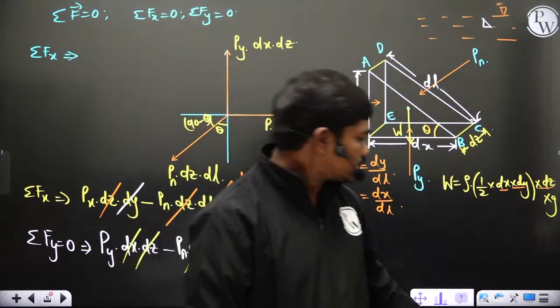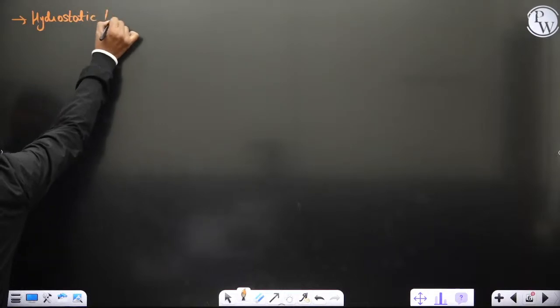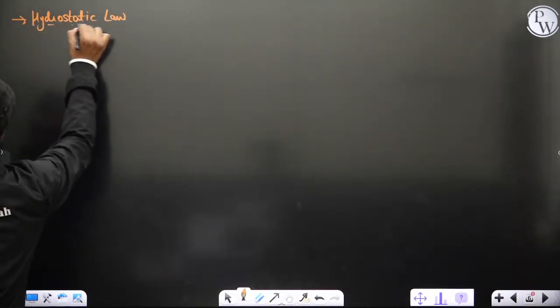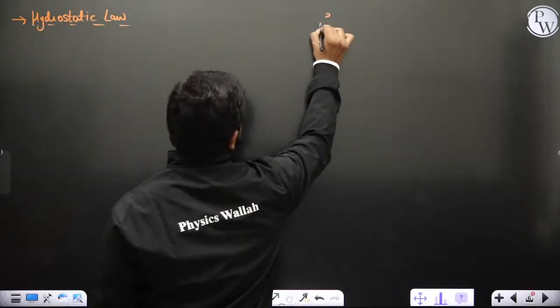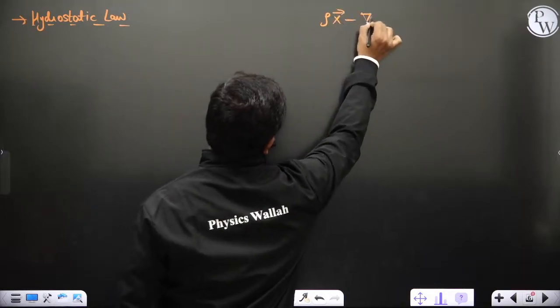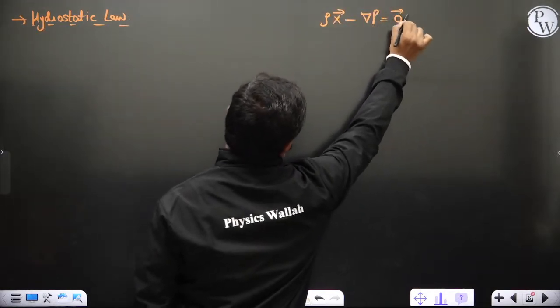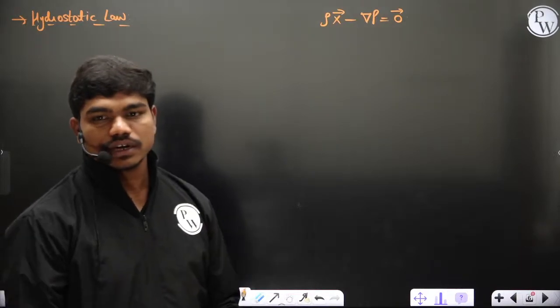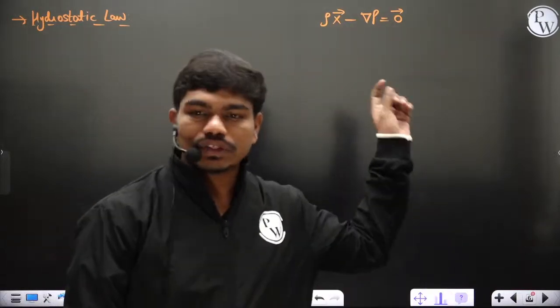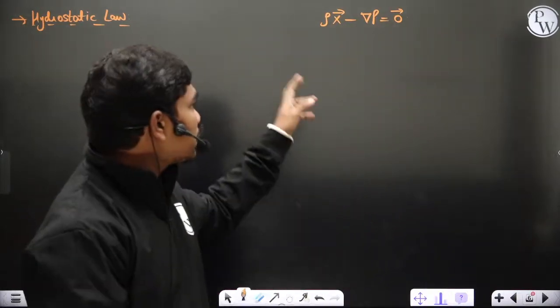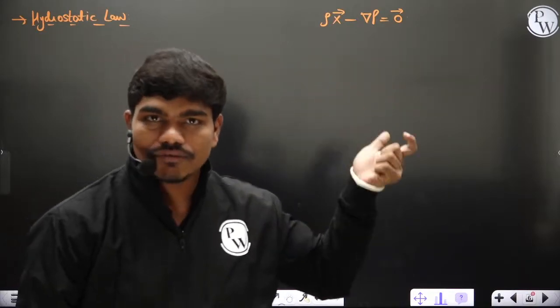Okay, now let us see one very important law, which is the hydrostatic law. Hydrostatic law is normally written by the equation rho x bar minus del p is equal to 0 obviously. Okay, so that's the hydrostatic law. Why I'm writing that in vector form and how that form is coming, I'll explain very soon, but writing in that form is very helpful to you.